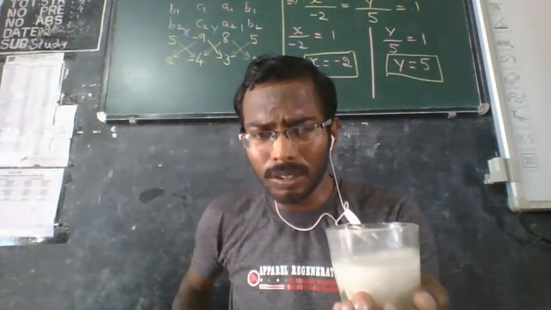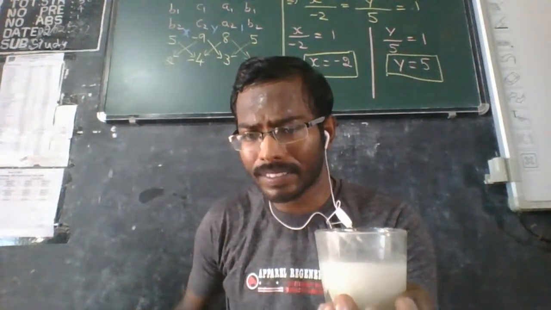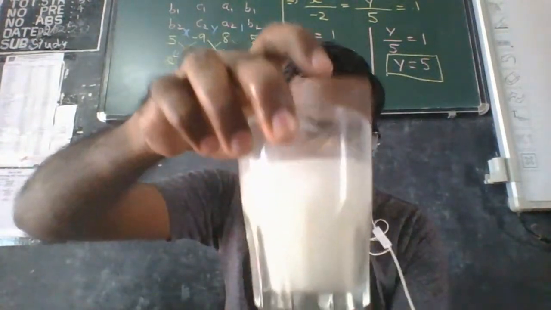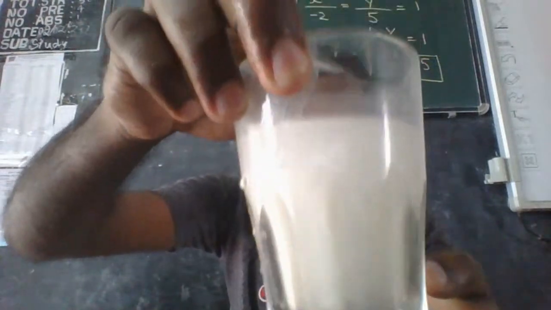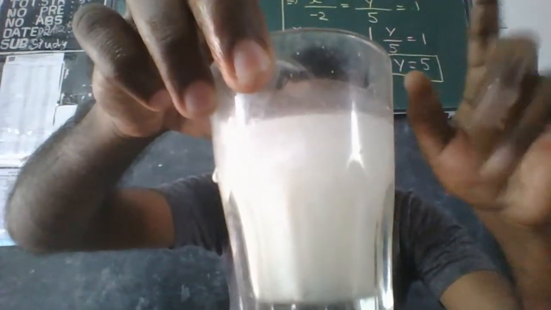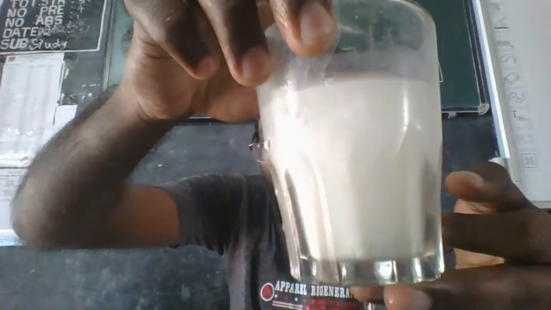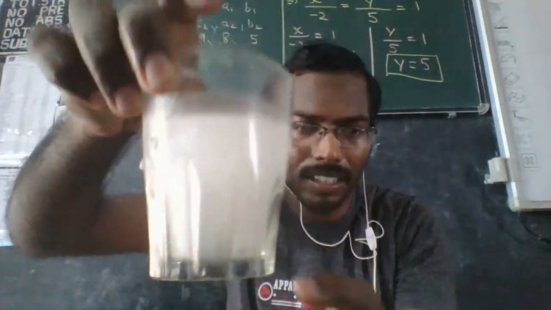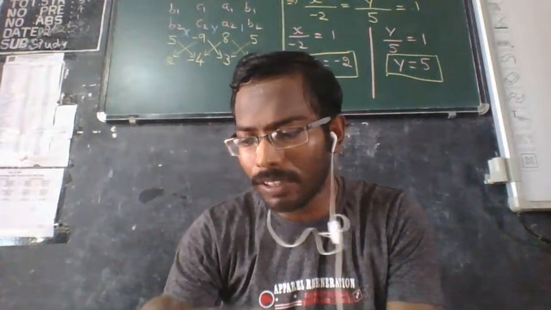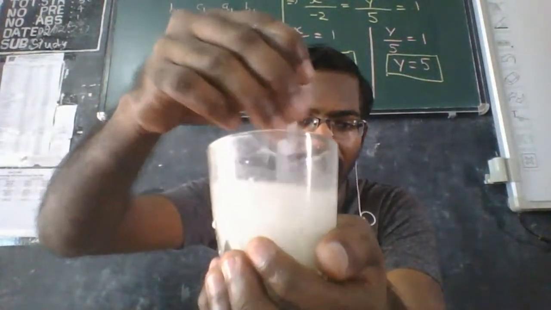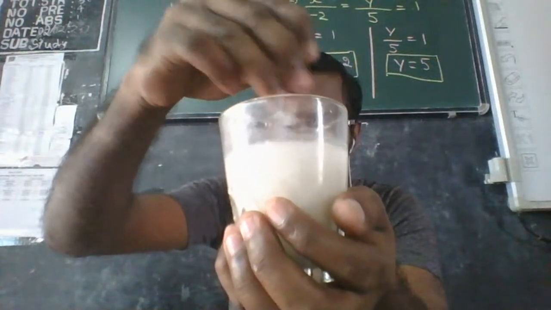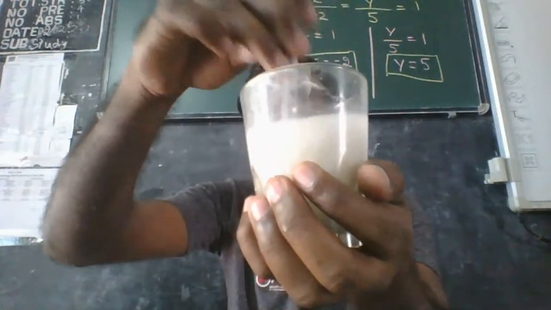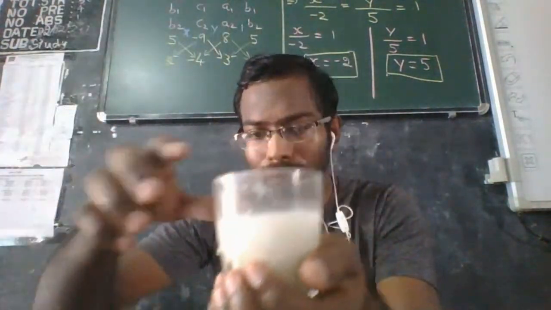Okay. So first I will tell you why it is called suspension. You can see here the particles will not dissolve properly, but they will be suspended, floating in the water. So it is called suspension. A chalk solution is a very good example of suspension. Here the particles will not dissolve completely, but will be suspended or floating in the water.